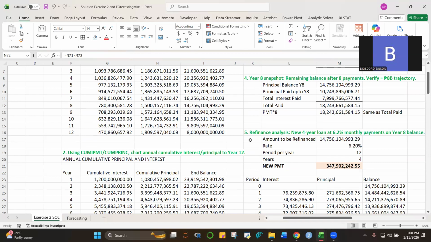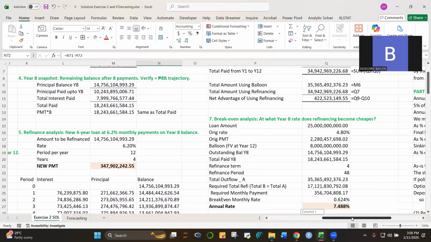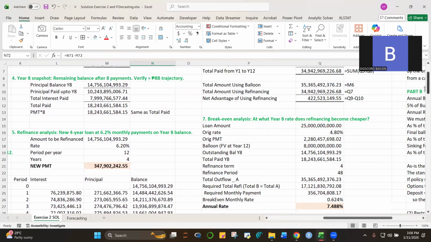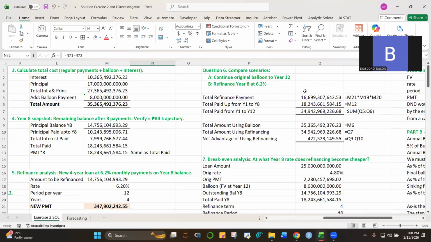Now, is this better than the original plan? Option A is the original plan. Option B is your refinancing. So we can compare. For the first option, the balloon payment, we were able to compute that already. The total cash flow using the balloon payment is 35,365. So we just have to compute the total cash flow for the refinancing, the total refinance payment.